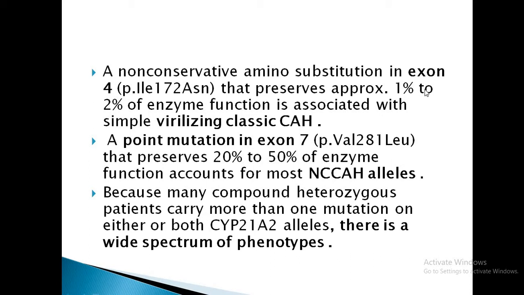In approximately 1% to 2%, a substitution in exon 4 is associated with simple virilizing classic CAH. So simple virilizing classic CAH, exon 4 amino acid substitution, and a point mutation in exon 7 is responsible for the NCCAH allele. So it preserves 20 to 50% of the enzyme activity. So that's why it produces the NCCAH. So exon 7, NCCAH; exon 4, simple virilizing classic CAH.